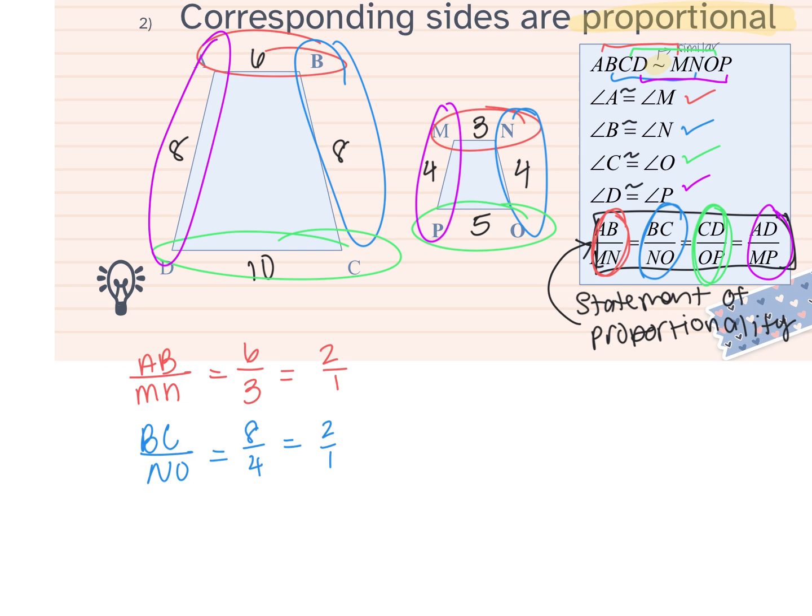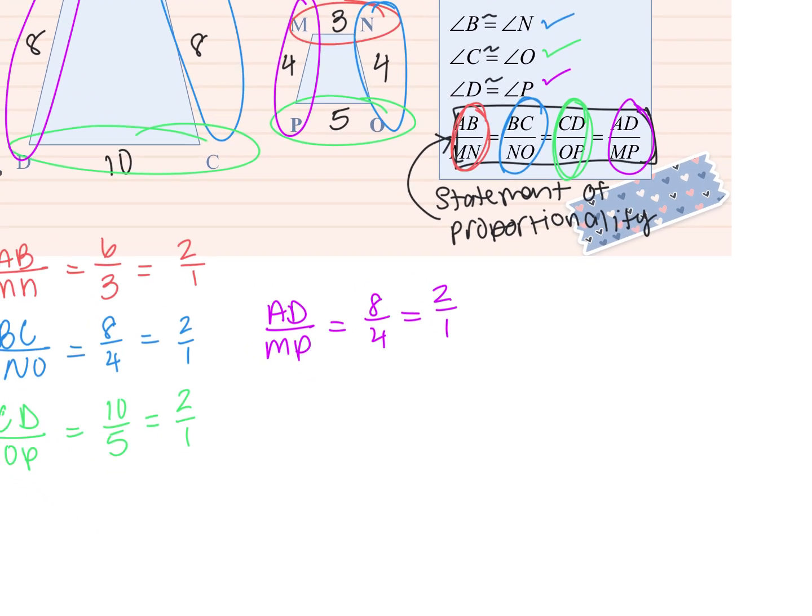So it's proportional for each side. And then I have CD over OP is 10 over 5. And again, it's still 2 over 1. And the last one is actually the same as BC. AD over MP, 8 over 4, and it's 2 over 1. So when I'm looking at it, my scale factor is 2.